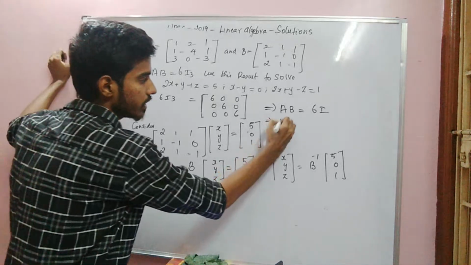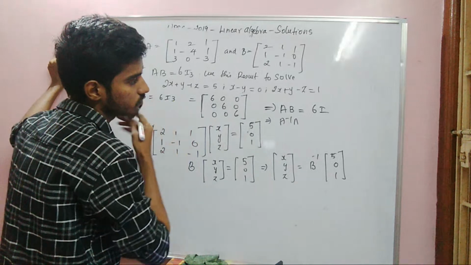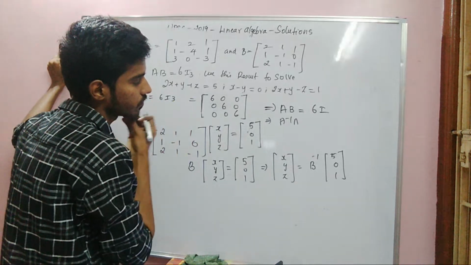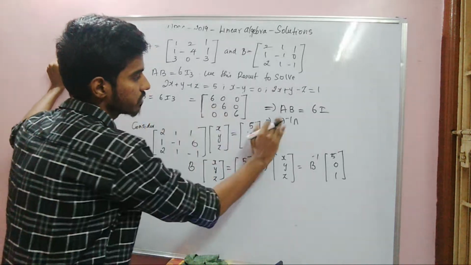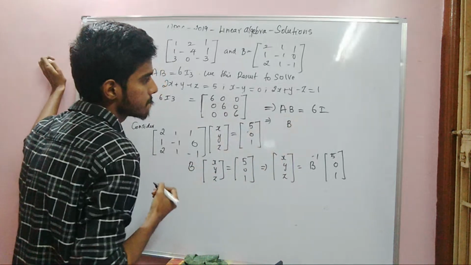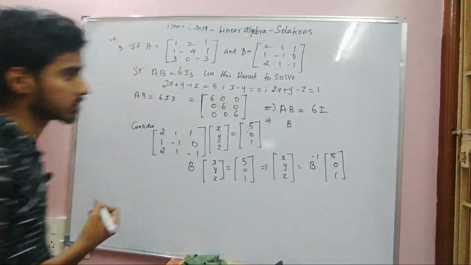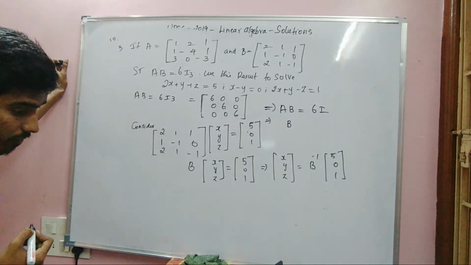Okay, if I pre-multiply by A inverse, this will be A. I need to find B inverse, right? So what I can do is, don't think too much. I can write B... I need to find B inverse. How can I find B inverse from here?